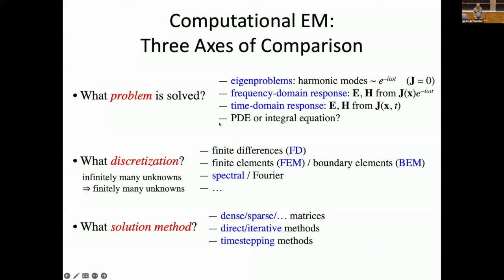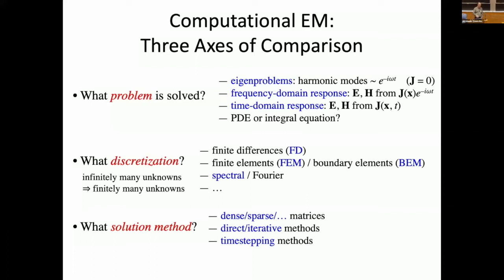And once you've decided what problem you're solving, what equations, you need to discretize it on the computer. You need to reduce your infinitely many unknowns, the fields at every point in space, to finitely many unknowns. And there are many ways to do that. You can use finite differences. You can use finite elements or boundary elements. You can use spectral bases or Fourier bases. And there are other techniques. People even use neural networks these days to try and represent the unknowns, in what are called PINNs.